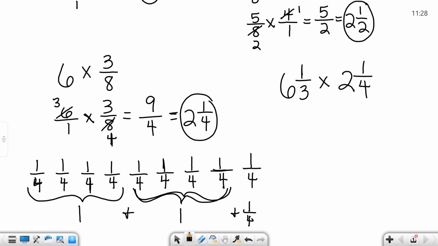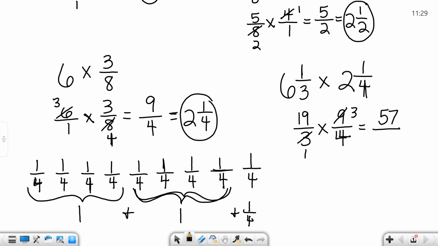6 1/3, we multiply 6 times 3 is 18, plus 1 is 19, so we have 19 over 3. 2 1/4, we do 2 times 4 is 8, plus 1 is 9, and we put that back over 4. Okay, now, can we cancel anything? Can we reduce before we multiply? Yes, 3 and 9. 3 goes into 3 one time, 3 goes into 9 3 times. Then we're going to multiply straight across. 19 times 3 is 57.